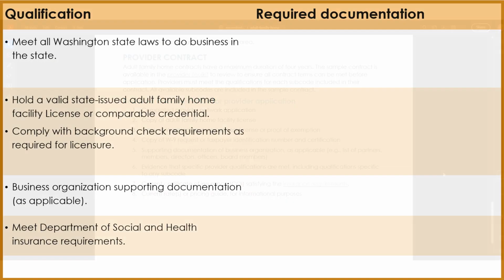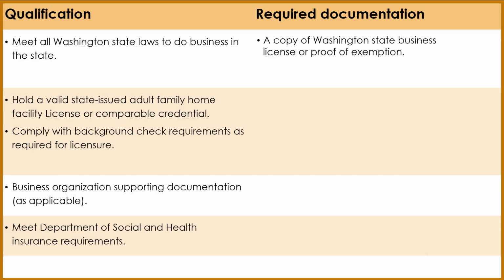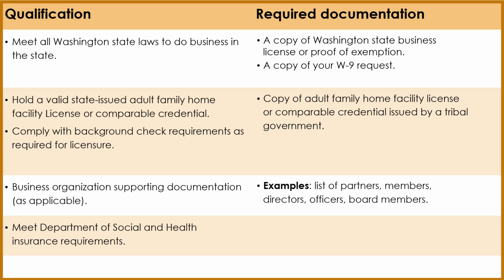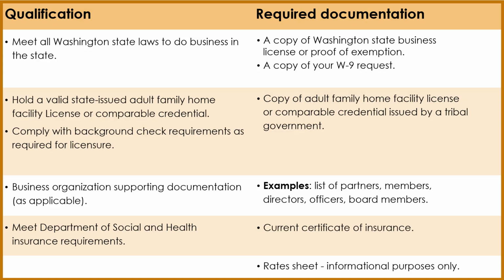You will need to upload the following documents with your application: a copy of your Washington State business license or proof of exemption, a copy of your W-9 request, a copy of your adult family home facility license or comparable credential issued by a tribal government, supporting documentation on your business organization as applicable, for example, list of partners, members, directors, officers, board members, current certificate of insurance meeting the insurance requirements, your rates or pricing sheet. This is only for informational purposes.